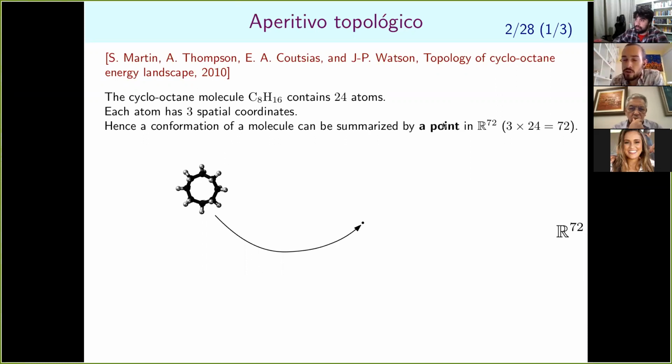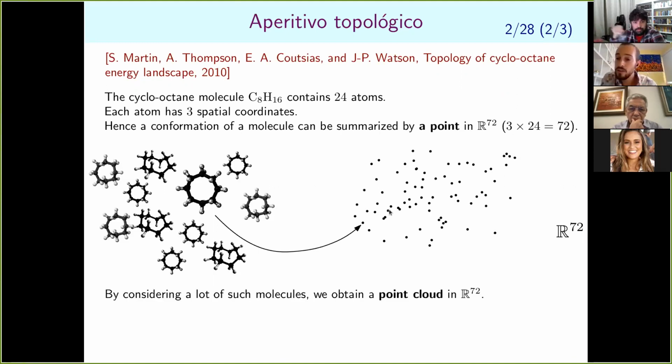So we can try to summarize one molecule by looking at its spatial coordinates. Each of the 24 atoms in space has 3 coordinates. So if I look at all the atoms, one molecule can be converted into a point in R to the 72: 24 atoms times 3 spatial coordinates. So here you can see one molecule that gives 1 point. Now the authors generate a lot of these molecules, and we end up with a point cloud, a set of points in R to the 72.